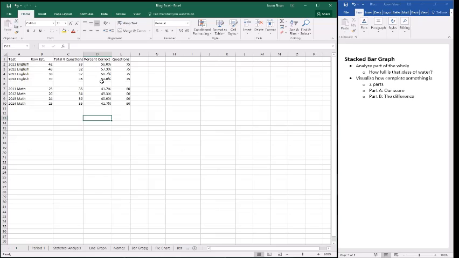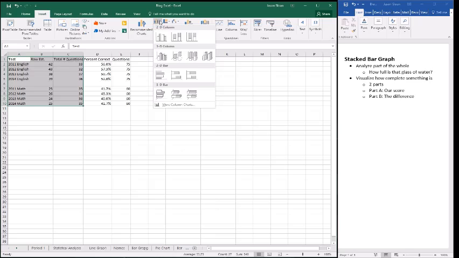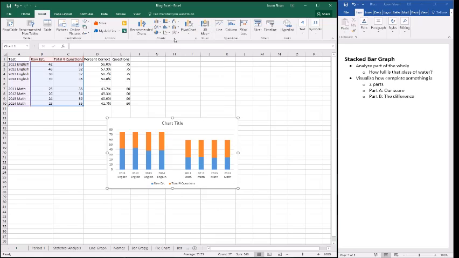We're going to do a stacked graph with these two, and then we're going to build a third graph in with this. To do this, we're going to highlight right through here. You'll notice I've left a space right here so that I can split off between math and English. So we're going to highlight, go to insert, go to bar, and then you'll notice this right here. And that's what we're looking for.